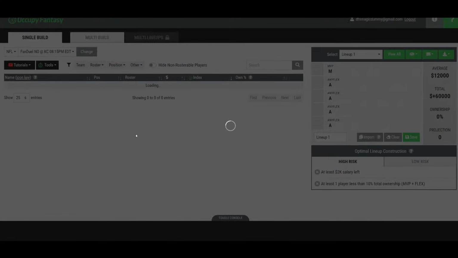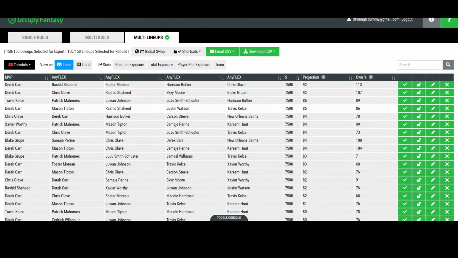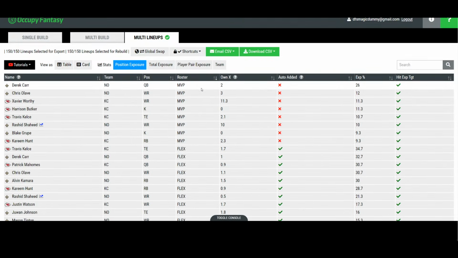All right. So now it built what we'll call our leverage MVP build. Let's go to total position exposure, sort by roster position, MVP, and we see that we have 2 times the MVP field on Carr, 3 times the field on Olave, 11 times Worthy. Bucker is 0, so this is going to say 0, but we have 11% Bucker. We have twice Kelsey. We have 10 times the amount of field on Shaheed, and a little bit of Group E2 as well, and we're 2 times on Hunt. This would satisfy it. We're leveraged on every MVP in our player pool.